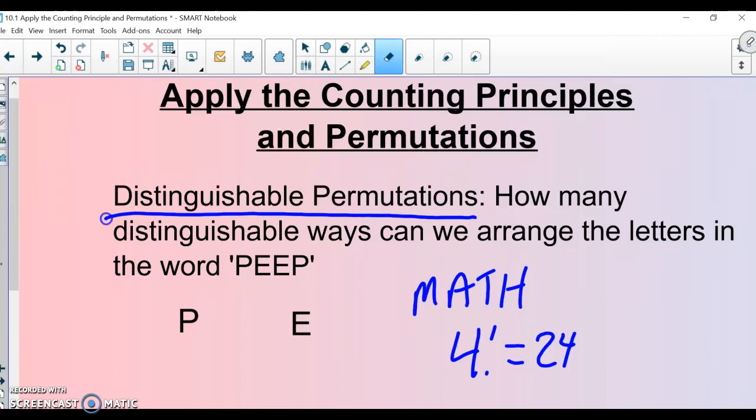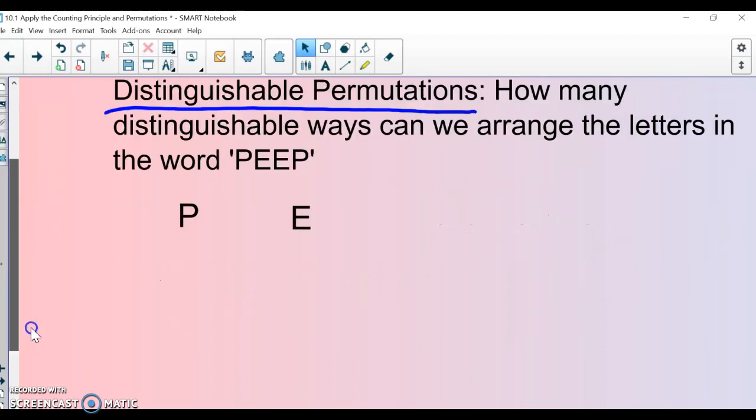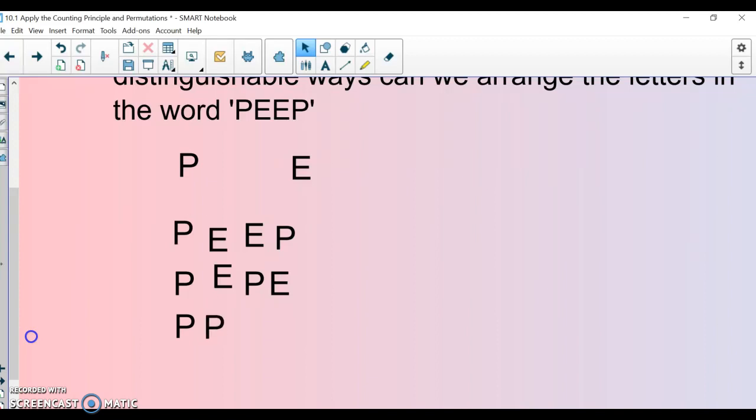Okay, we are not dealing with the word math here, where there are no repeated letters. In this case, we're dealing with the word peep. So I'm going to go ahead and list them, and then we're going to talk about the different mathematical ways to do this. Obviously I would start off with the word peep, P-E-E-P, but then I also have pepe, as well as P-P-E-E. So there are 3 different options so far.